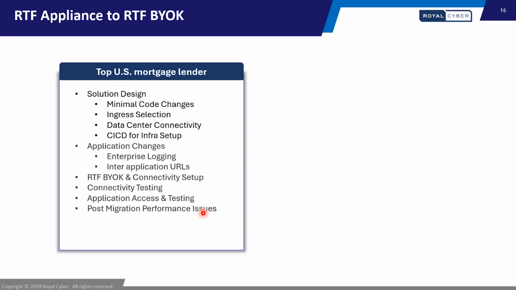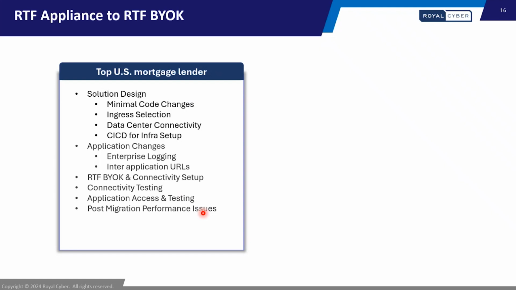So the second case study that we have is for a client which is a top US mortgage lender specializing in residential loan services. The main challenge here was that the client was running the RTF appliance in the AWS cloud, and the obvious option for them was to move from the RTF appliance to RTF self-managed Kubernetes, that is RTF on EKS, again in the AWS cloud.